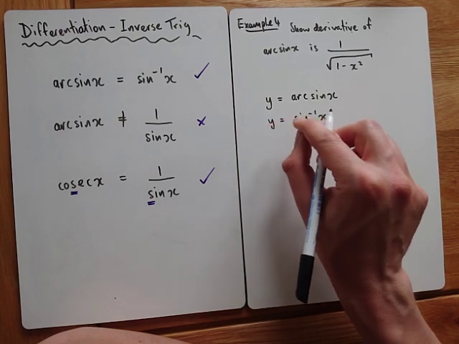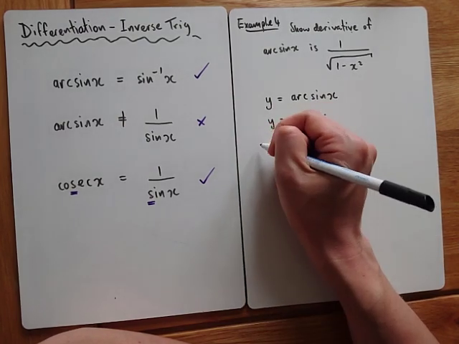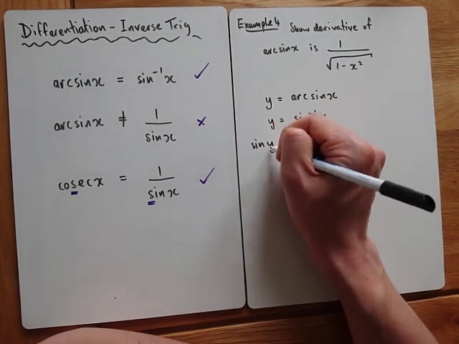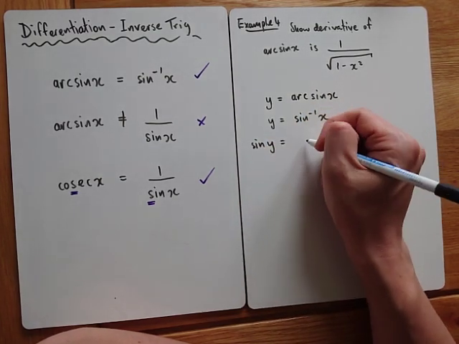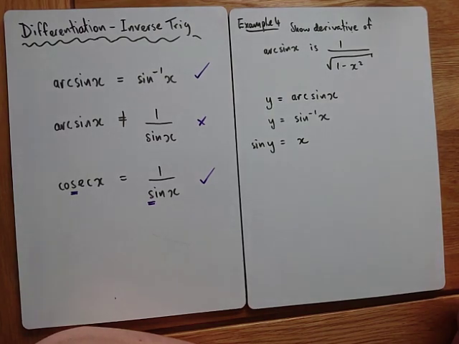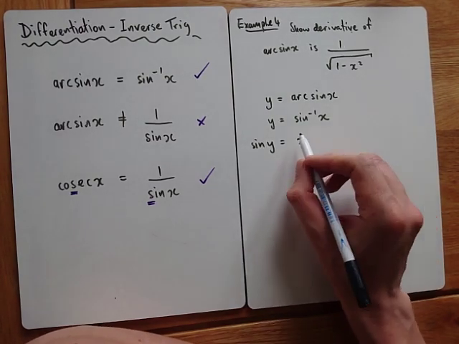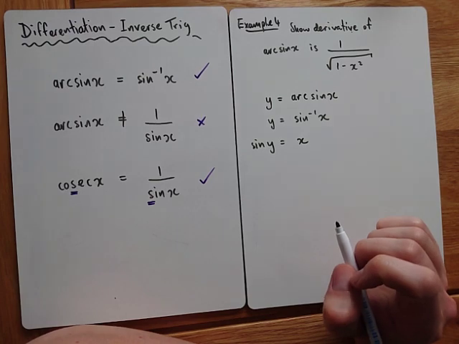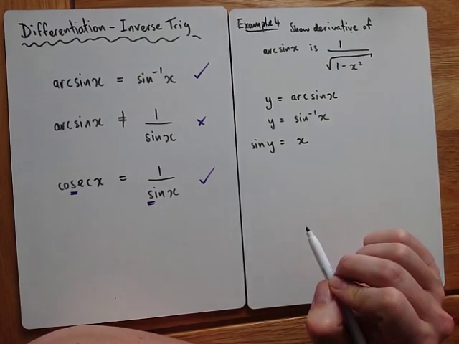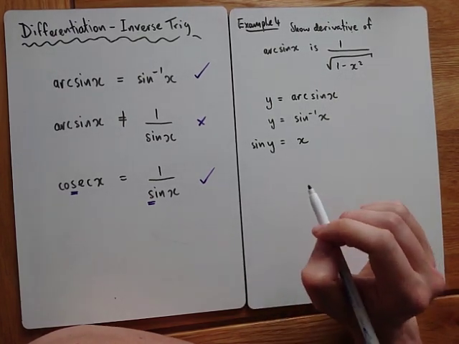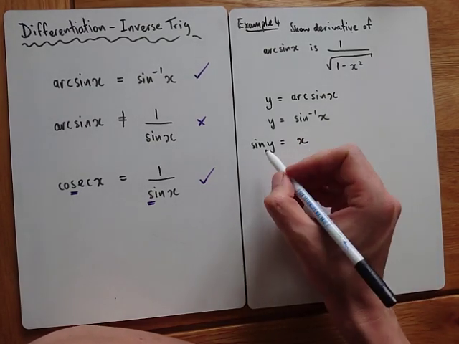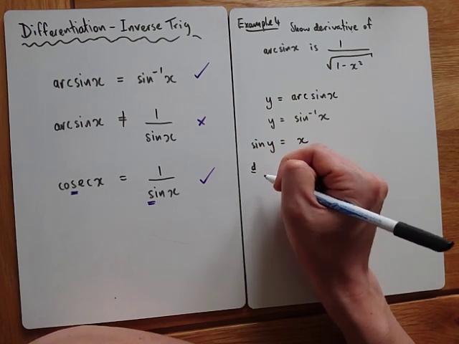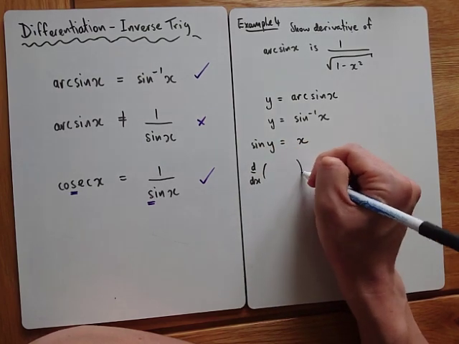Now what we can do is apply sine to both sides. If I apply the sine function to the left hand side and to the right hand side, it cancels out, so I'm just left with x on the right hand side. So what we've now got is a function which we definitely can differentiate, because I know how to differentiate sine. Now we've got to be careful, we're differentiating with respect to x. So I differentiate both sides with respect to x.